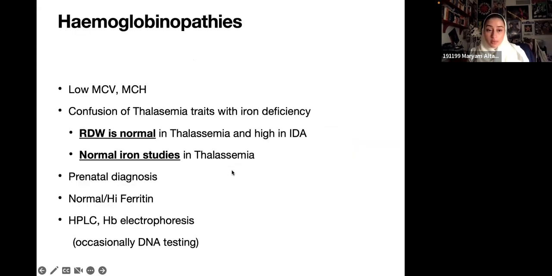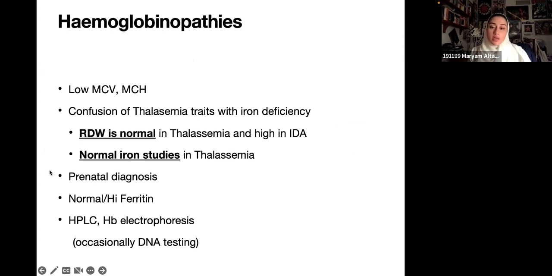Okay. So let's talk about hemoglobinopathies now in general. You're going to have low MCV and MCH, right? However, like I told you, thalassemia traits can be confused with iron deficiency. So keep in mind that the RDW is going to be normal in thalassemia, high in iron deficiency. And of course, you're going to have normal iron studies because the iron is not the problem here. And it can be diagnosed prenatally.